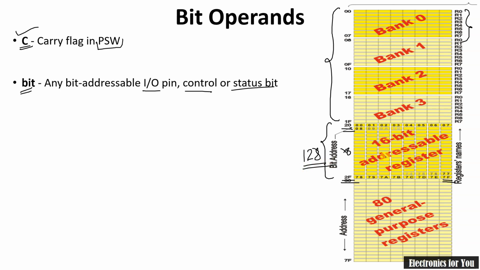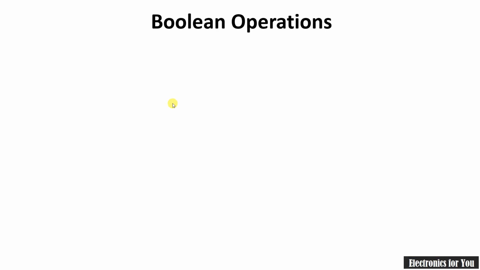So this is the location where we can use the bit address also. SFRs can be bit addressable, ports are bit addressable, and the accumulator is also a bit addressable register. Overall we can say that these are the bit operands. Now let us go through the Boolean operations.